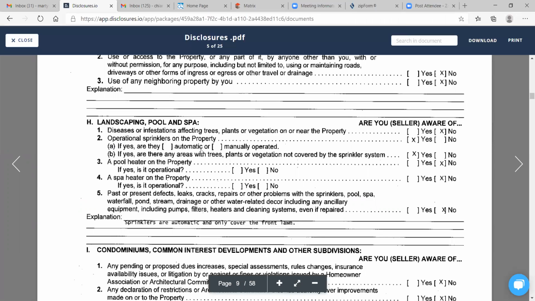Landscaping, original sprinkler. Yes, there's a yes right here. So let's see what it is. Automatic, only covers the front lawn. So yeah, they have a sprinkler, and you can see the picture. This one, it looks like they're not going to fix. So when you come, you can either try to fix it or have a professional see what's going on, but that costs money. To my knowledge, things like this usually mean there is some sort of block in the water pipeline that causes an imbalance of water pressure.